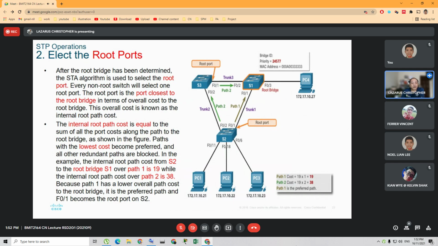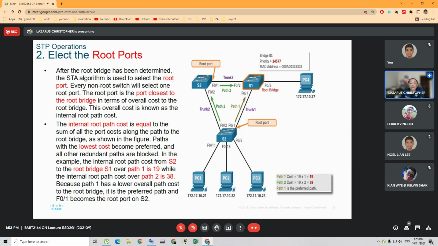Okay, so this is the part where we ended yesterday. So we proceed with that, knowing how to calculate the path cost, which is important for us so that we know how to elect the root ports.